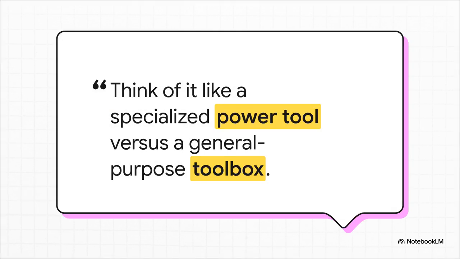I love this analogy. It's just perfect. A Python list is like that general-purpose toolbox you have at home. You know, it's got a hammer, some screwdrivers. It can do a lot of different jobs pretty well. But a NumPy array? That's a specialized power tool. It's designed to do one job, crunching numbers, and it does it with a level of speed and precision the toolbox can't even dream of.